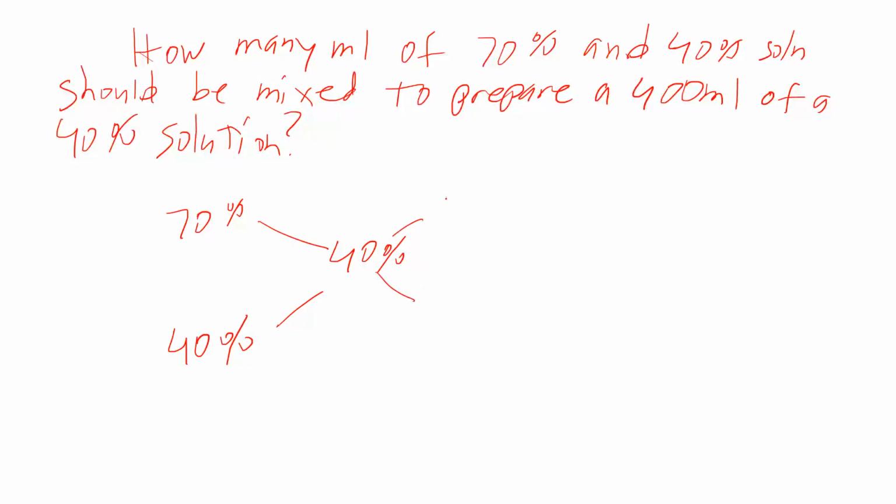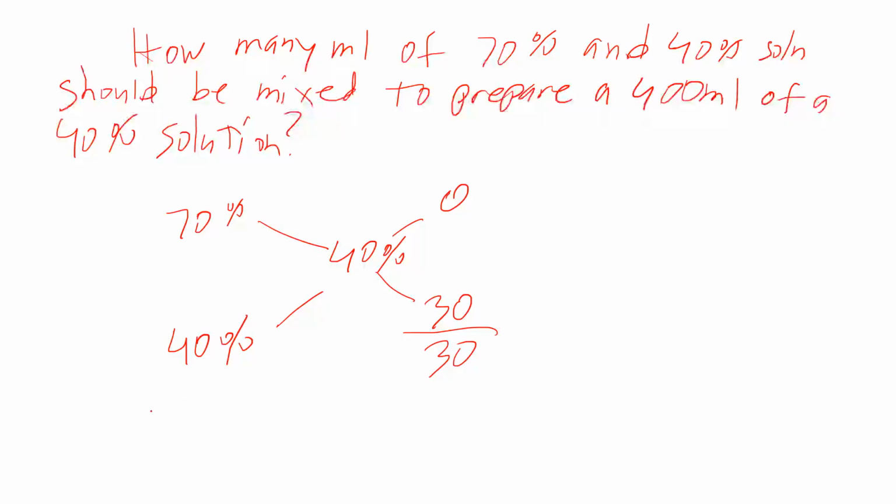So this is, okay, so that's 0, right? Because the difference between 40 and 40 is 0. The difference between 70 and 40 is 30. The total parts is 30. So there's 0 parts of 70%. So there is no 70% that's mixed. And there's 30 parts of 40%. The total is 30. And we know that 400 mils of a 40%. So we know that there's 400 mils.